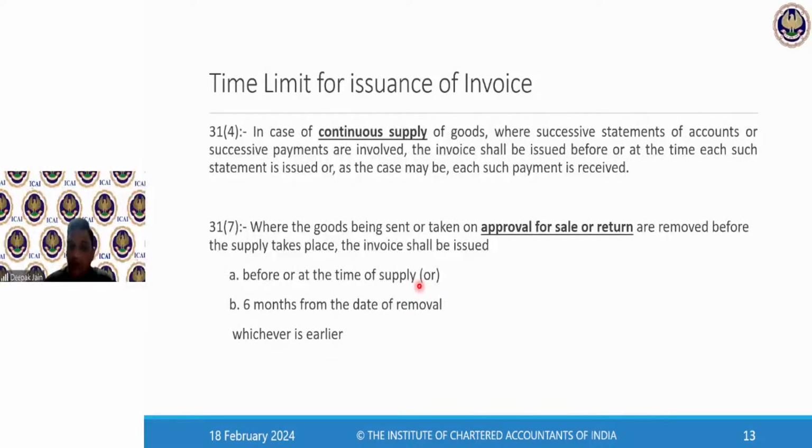From the date of removal, meaning from the date I gave it to you, I will count 6 months. At the end of 6 months, I will raise an invoice. Now you pay me GST. Now you keep deciding. So the time of supply for goods on approval for sale or return basis is when the goods are removed. Before or at the time of supply, the invoice has to be issued, or 6 months from the date of removal, whichever is earlier.